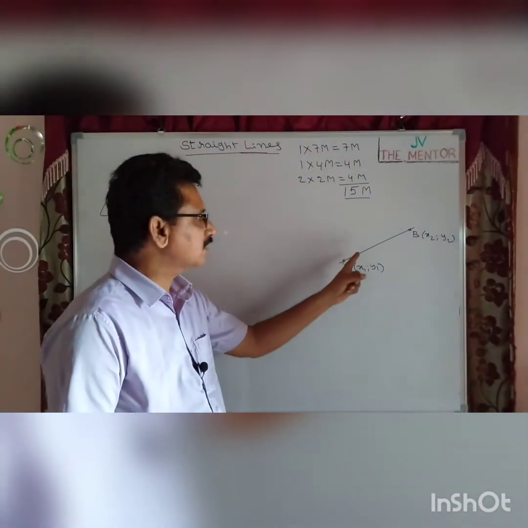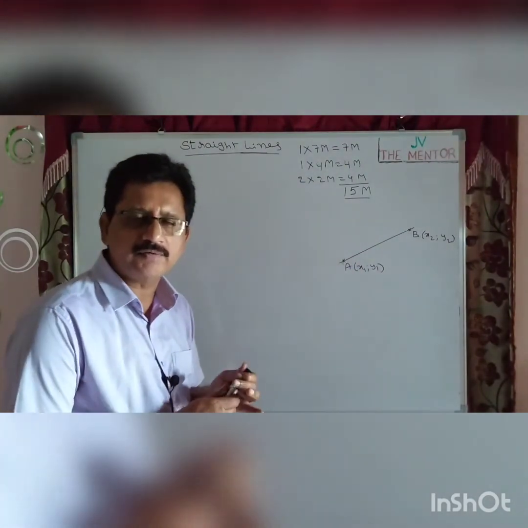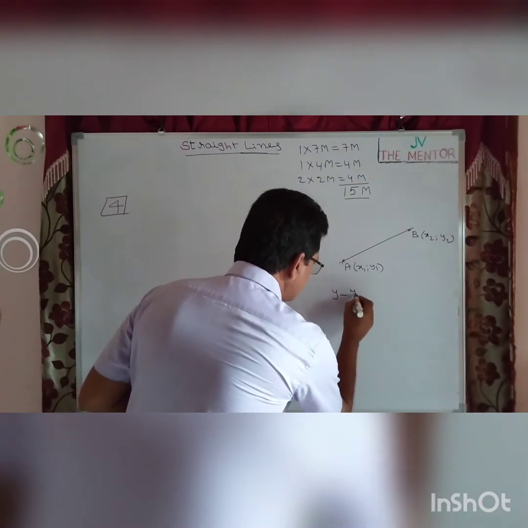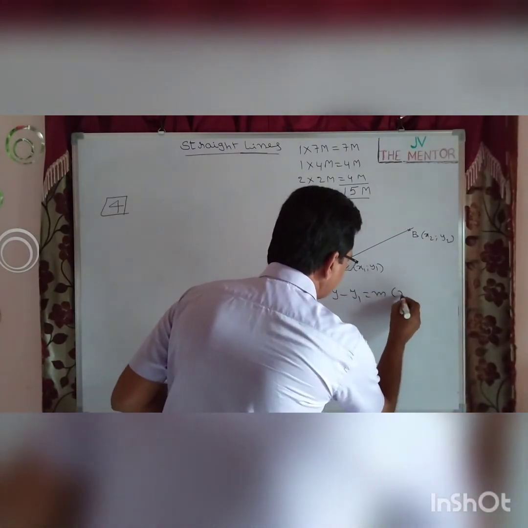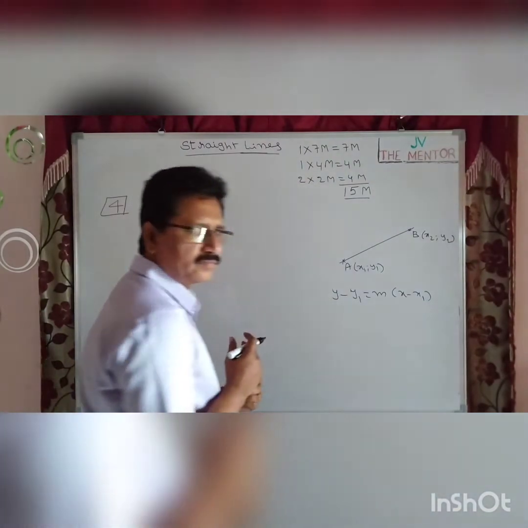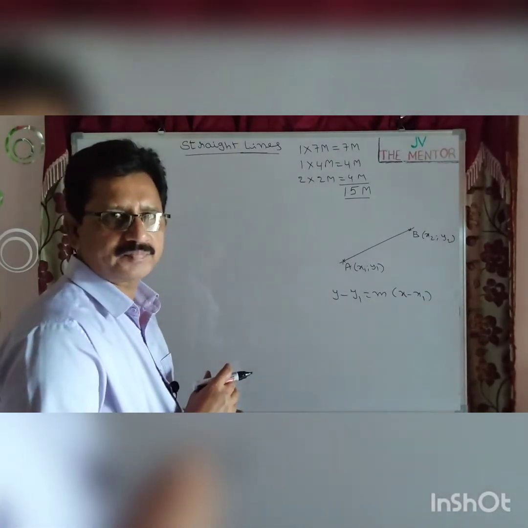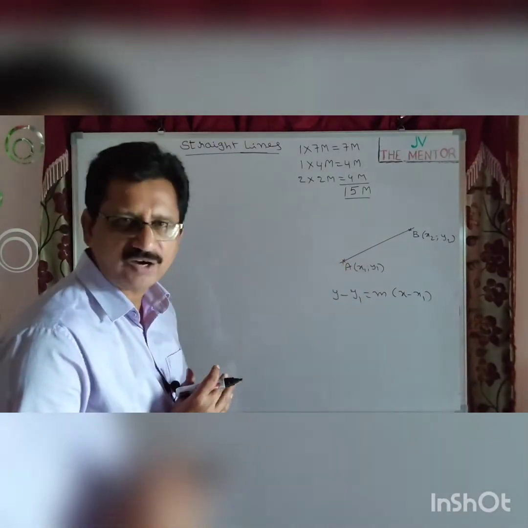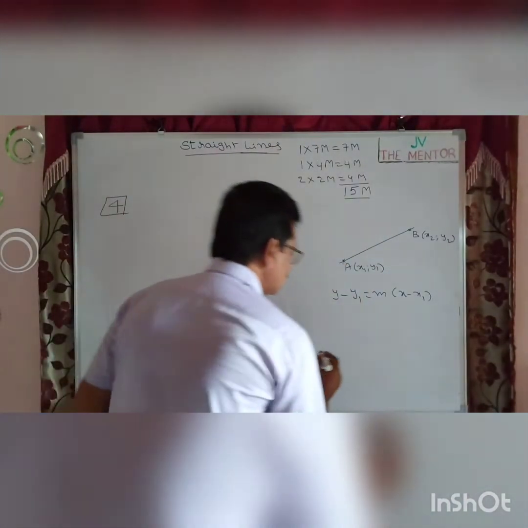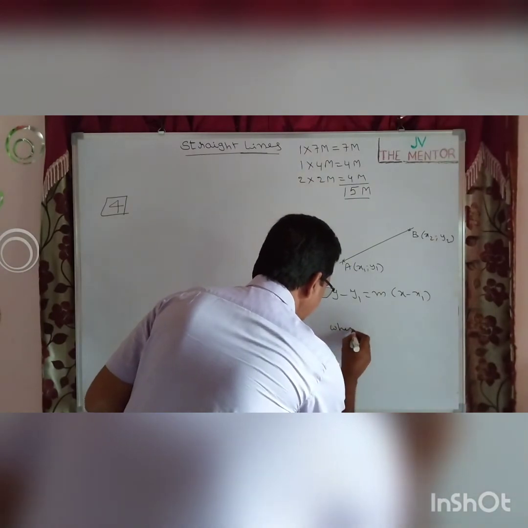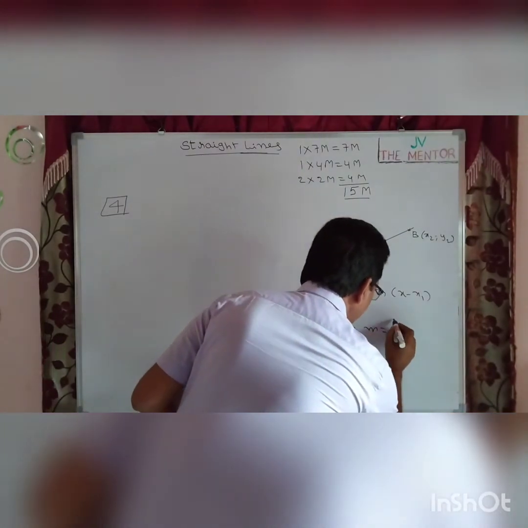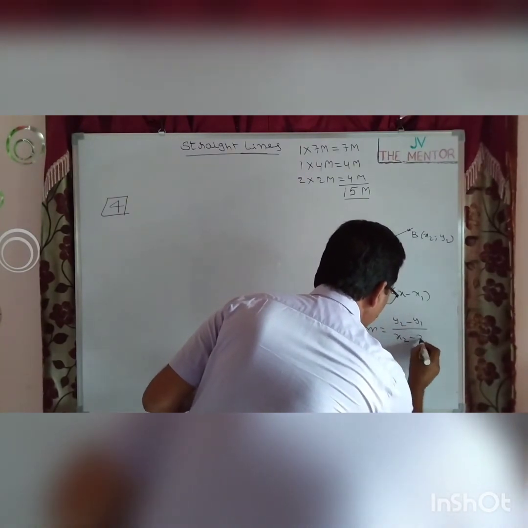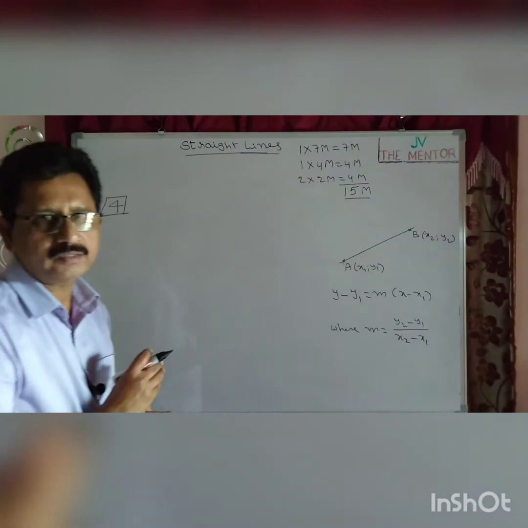Okay now? The equation of the line passing through A(x1, y1) and B(x2, y2) is y minus y1 equal to m into x minus x1. Okay? Same as the previous formula. Here m is the slope of the line. How to find the m? m equal to y2 minus y1 by x2 minus x1. Okay? Write down.